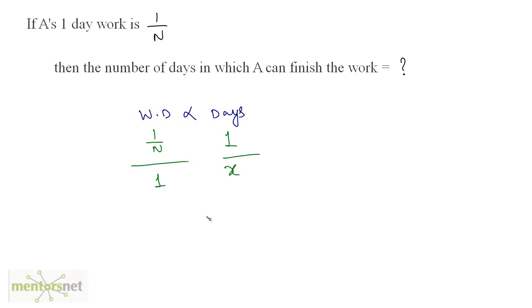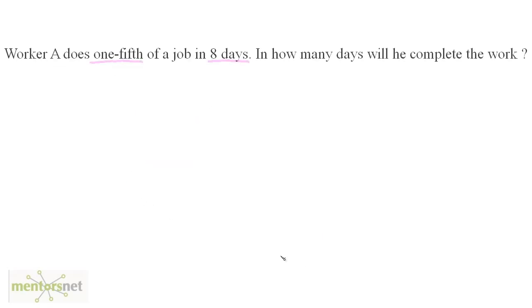So now we have the ratio and we can equate it. So 1 by n is equal to 1 by x. Therefore x is equal to n. So it takes n days to finish the work. So this is another formula. Let us solve this question now. We are not going to use the formulas that we've seen here. We will solve it traditionally.